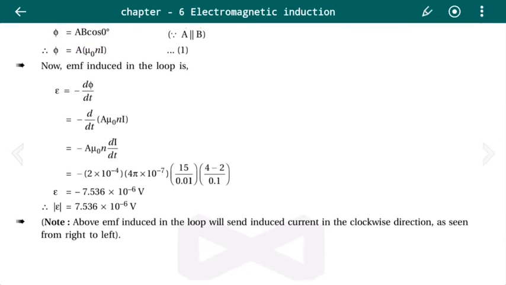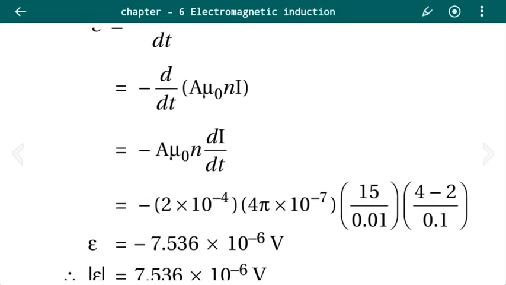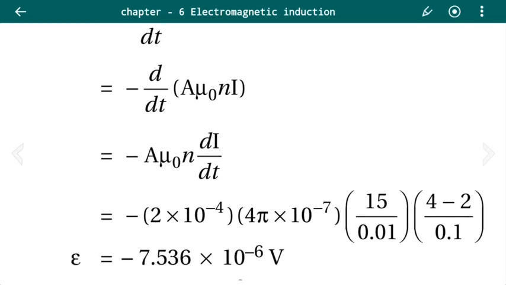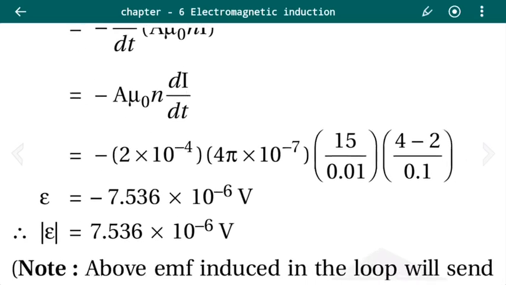So here we are having A, mu 0 and n constant. So taking them outside and taking the derivative of the current, because here the current is changing with respect to time. So minus A mu 0 n di by dt. So placing the values of A, mu 0, n and di by dt.